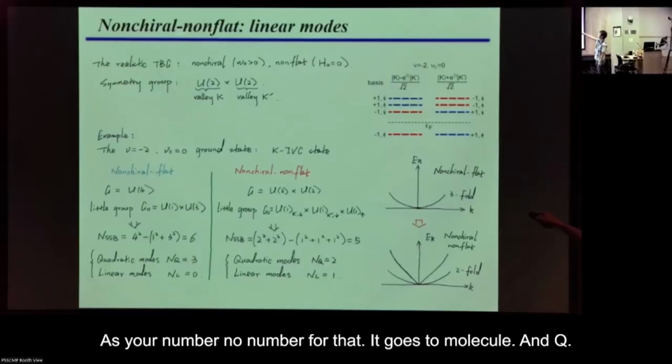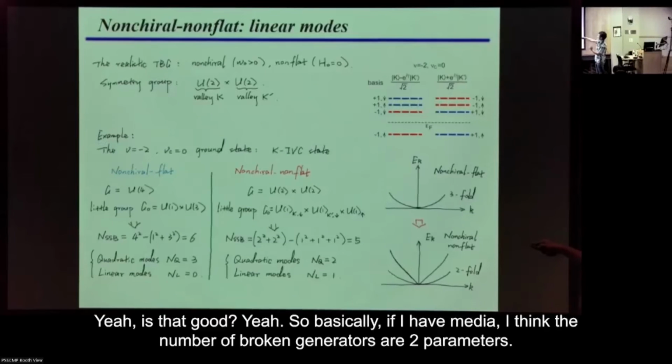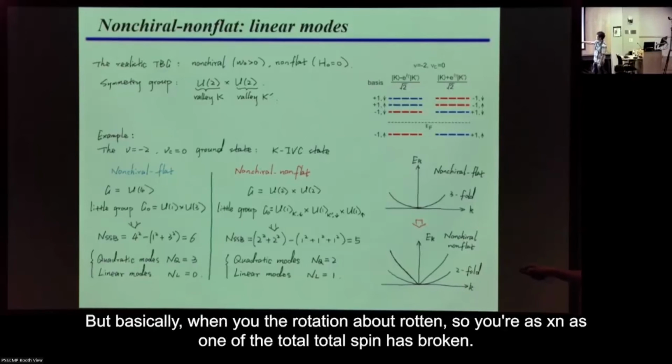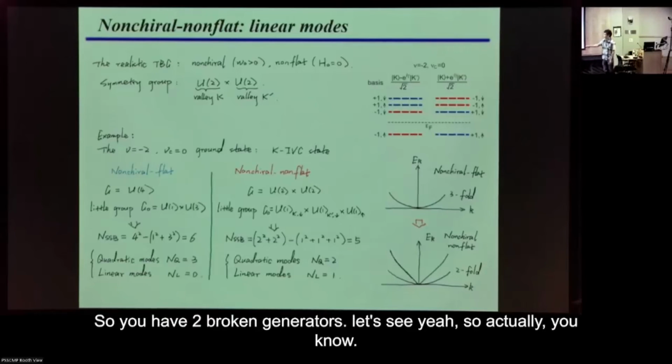So finally, when you go to the non-chiral non-flat case, you only have the symmetry U2 cross U2. In this case, it's more complicated because the ground states are more complicated, as I mentioned earlier. So here I'll just give you a different example. This is the U2 -2, Chern number 0 ground state, which is the so-called PINC state, which is basically the Chern +1 and -1 bands occupying an intervalley coherent basis like this. And in this case, this is the same thing as the non-chiral flat counting we did earlier. The result will give you 6 broken generators, which correspond to 3 quadratic Goldstone modes.